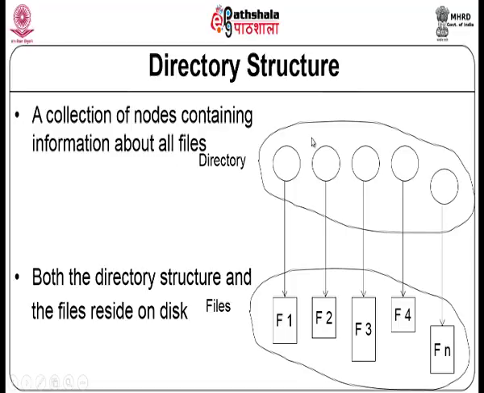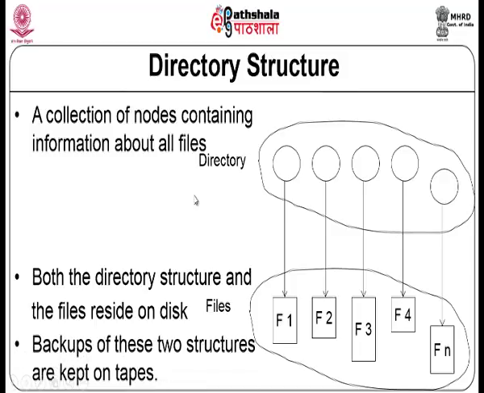Both the directory structure and the files reside on the disk. So, the disk has partitions, the partition has file systems, and the file system has different files, and information about files is stored in the directory structures. The backups of these two structures, the directory structures and the files, are all kept on tapes.